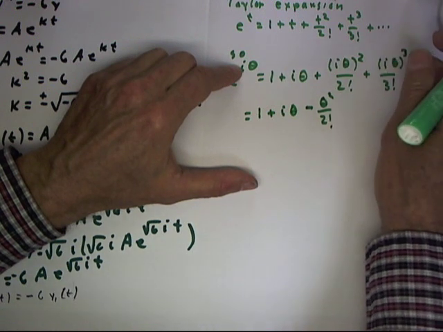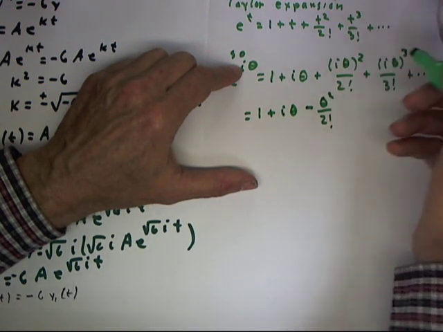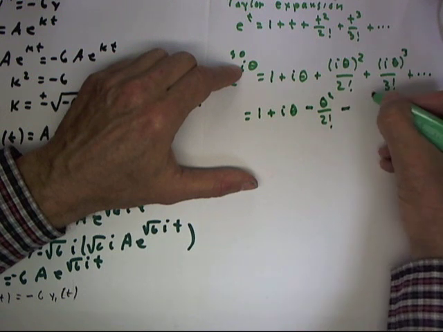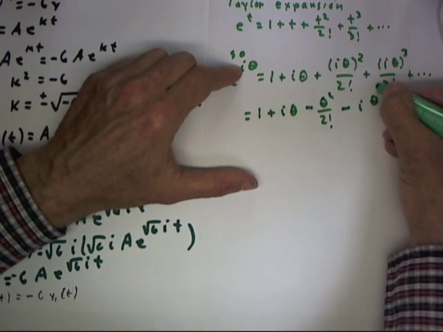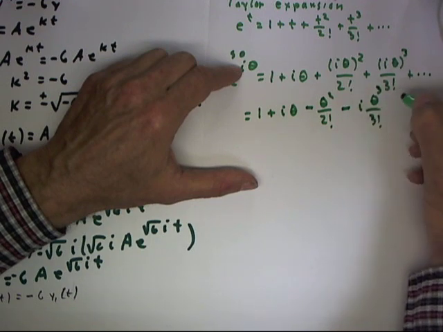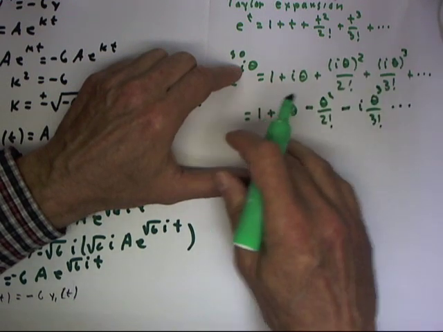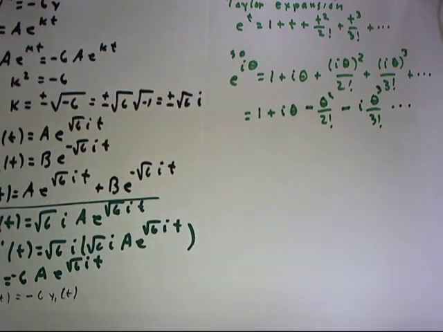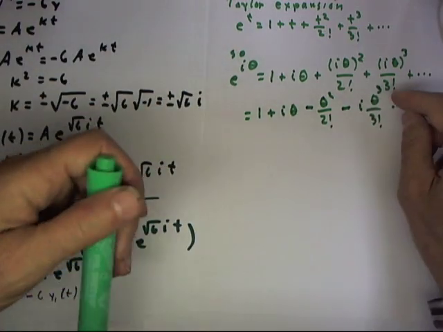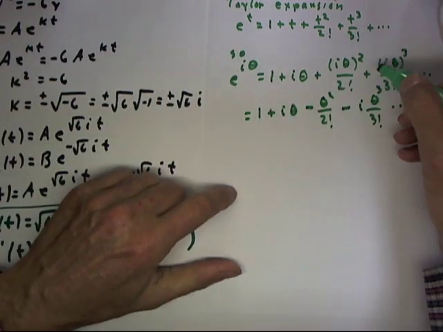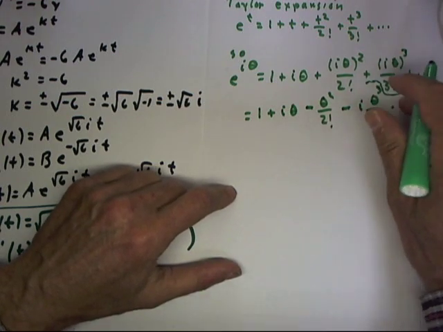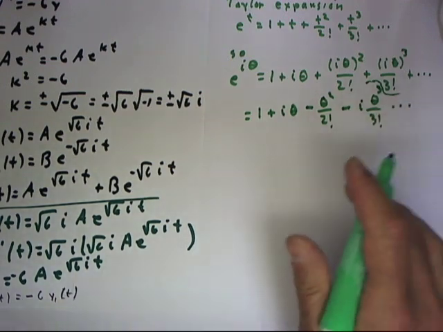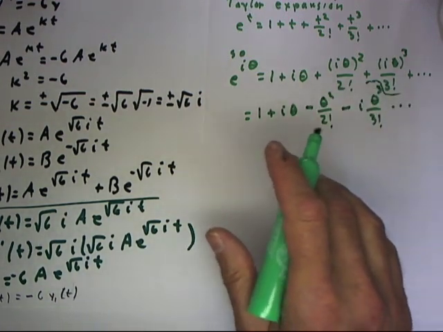This term, well, i cubed is negative i, as you can easily verify. So we're going to have negative i times theta cubed over 3 factorial. And this is going to continue, and you can work out the terms. My 3 here and my 3 there seem to be interfering with each other, so let's put a little line of demarcation there.